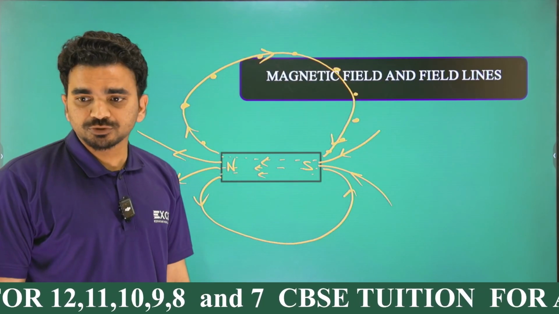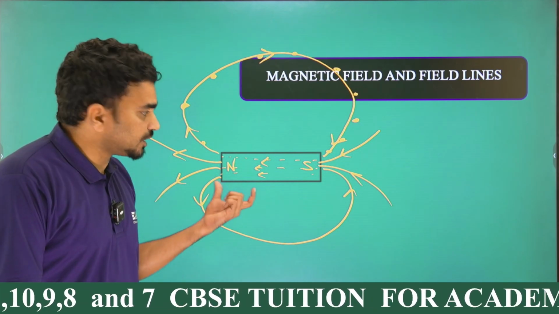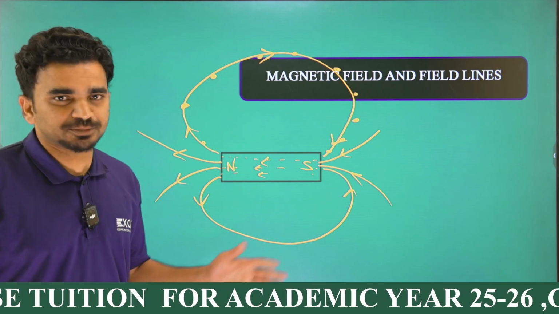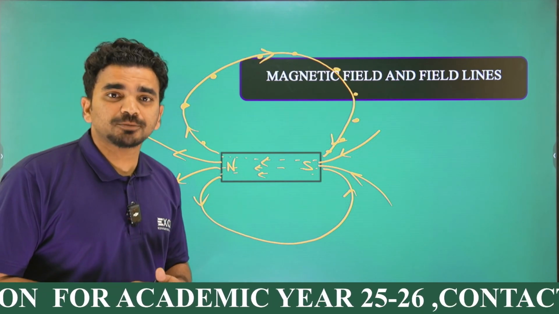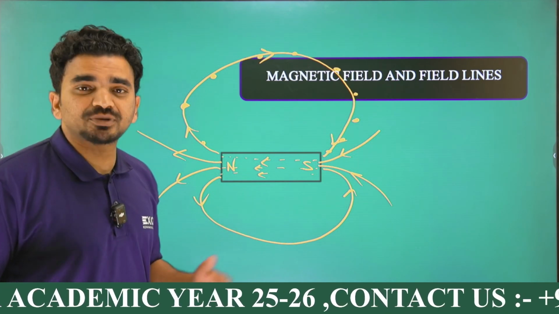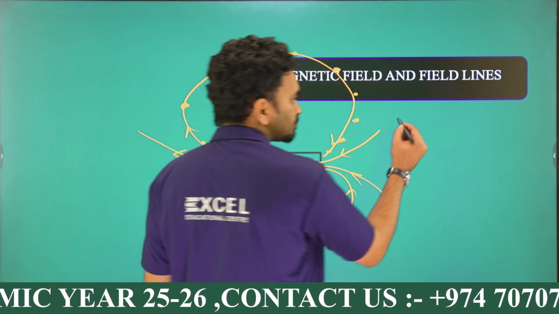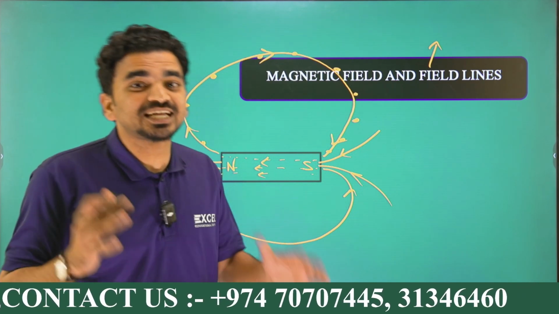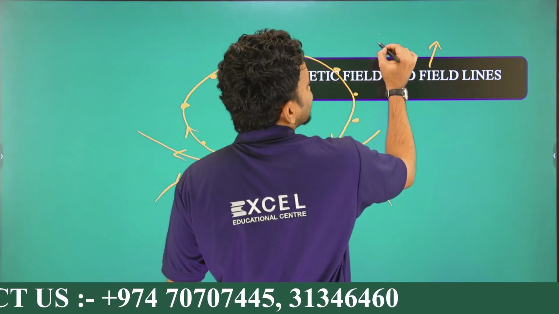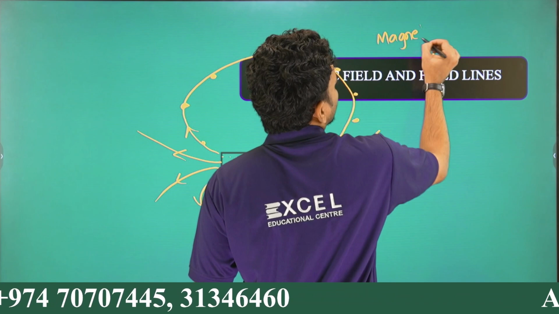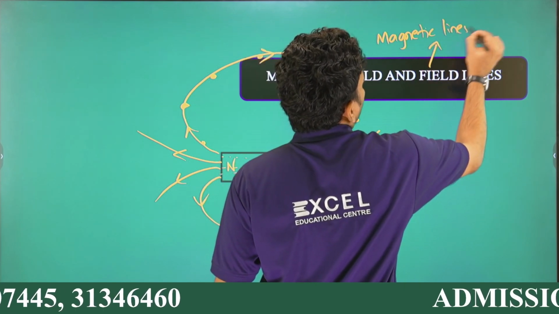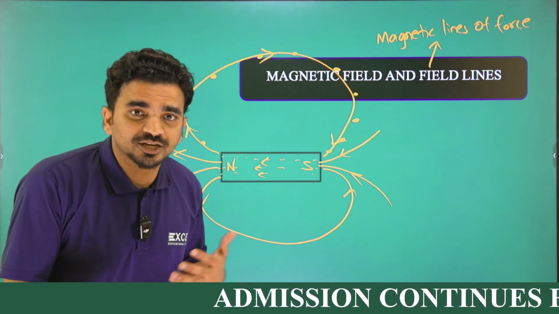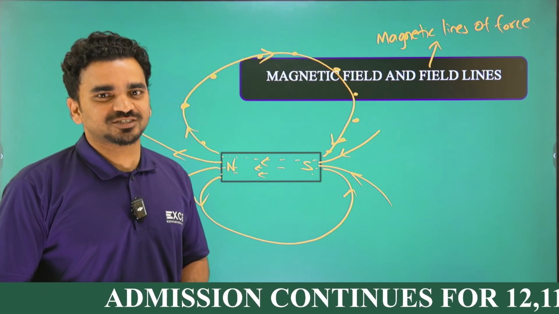Then it comes to the next question. Wait, before that, we want to learn the properties of magnetic field lines, which is important. Now I told how to draw the magnetic field lines of a bar magnet. Then what are the properties of magnetic field lines? Oh, before that, magnetic field lines have one more beautiful name, one more nickname, which is called the magnetic lines of force. Magnetic lines of force. What is the other name of magnetic field lines? Magnetic lines of force. All right.